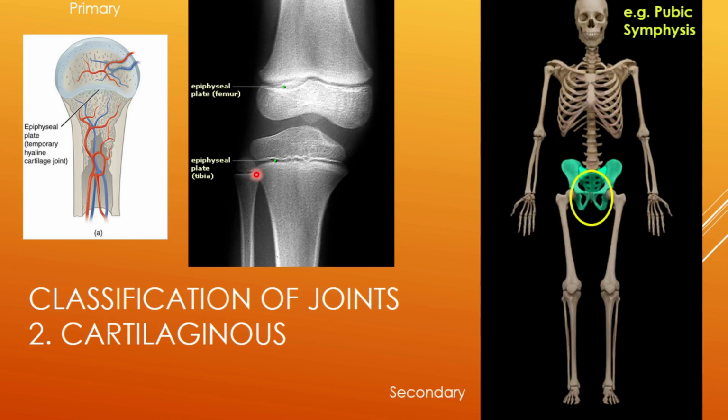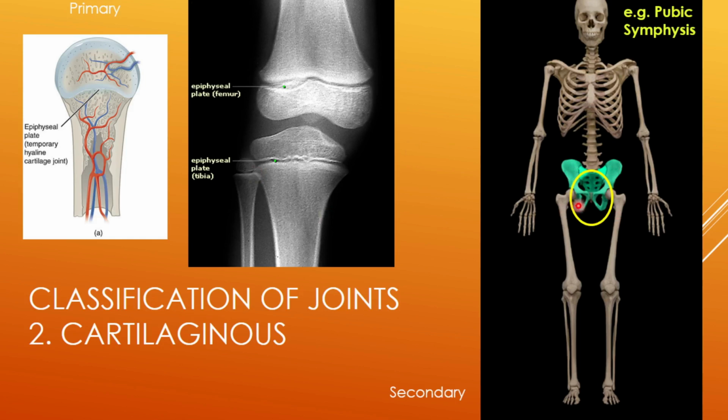So these unite bones with a plate of fibrocartilage, and actually the articular ends of the articulating bones have a very thin covering of hyaline cartilage, but then between those two articular ends you have this plate of fibrocartilage. So an example of this would be the pubic symphysis. We can see that highlighted on the image here.